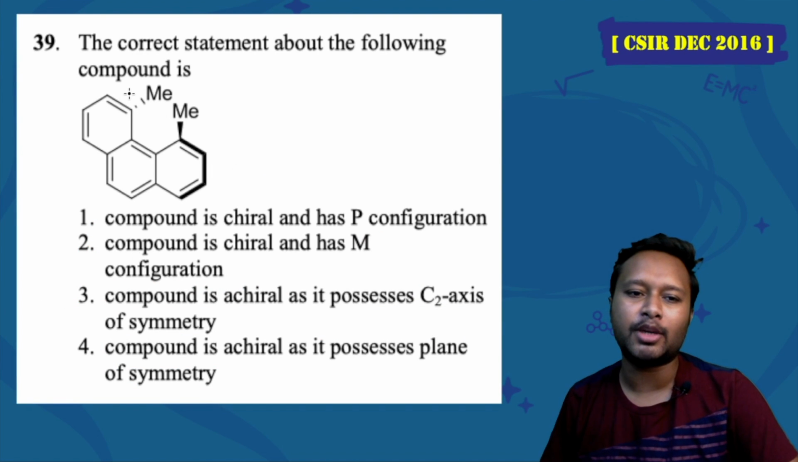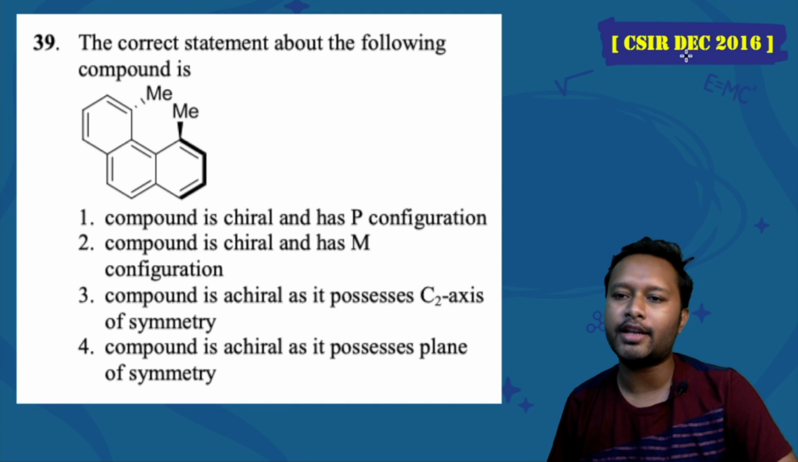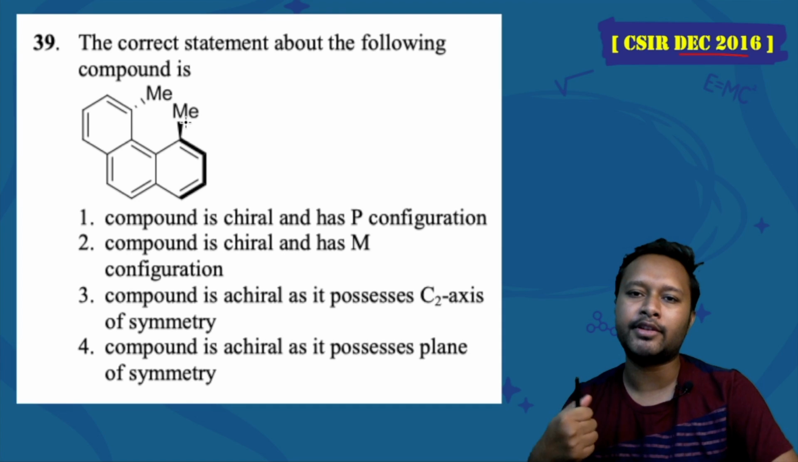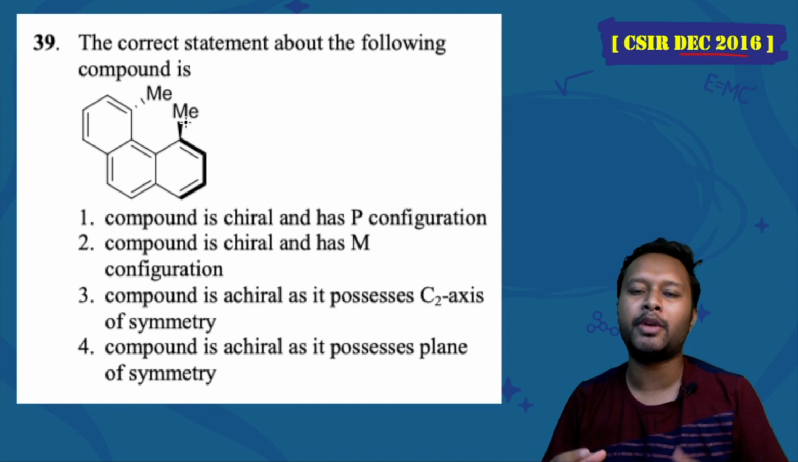In the next question you can see that it says the correct statement about the following compound is. This was asked in CSIR December 2016, and it's again from the same reference as the first question. The minimum number of rings which are required in order to make a molecule helically chiral is 3.